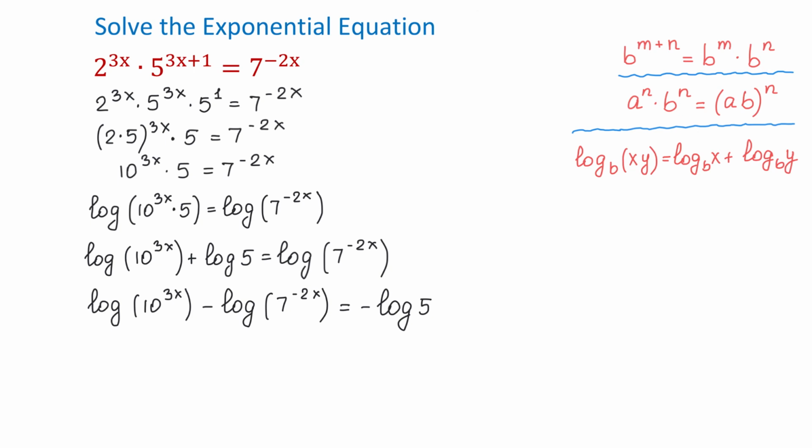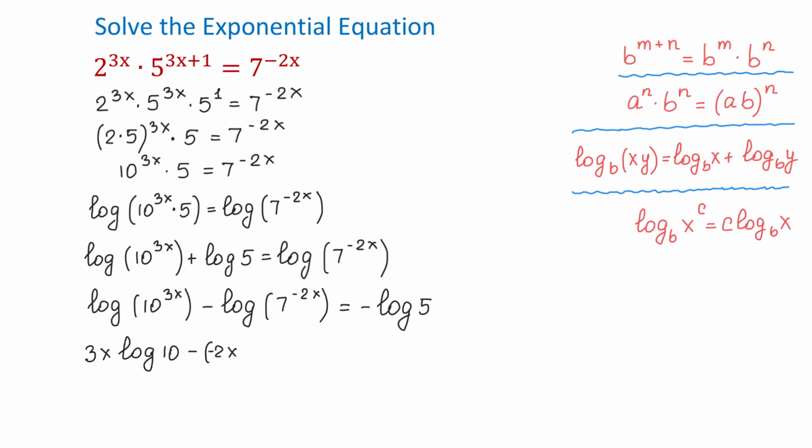In the next step, we will need the power rule for logarithms. That is, log base b of x^c equals c log base b of x. This property allows us to move each exponent in front of the logarithm. Then we will have 3x log of 10 minus negative 2x log of 7 equals negative log of 5.